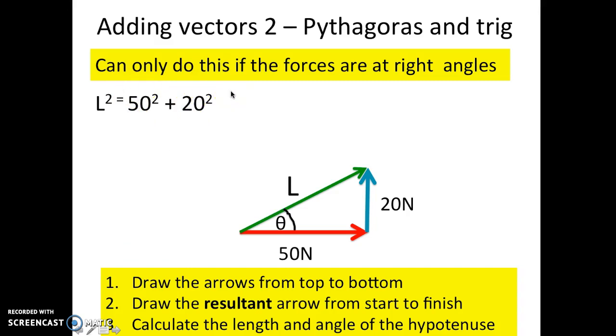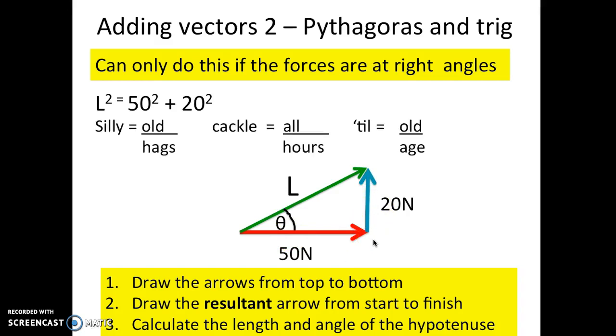Again, this is GCSE. If you can't remember how to do that, you need to go back now and make sure you do. In order to calculate the angle, it is slightly trickier, but again, it's just GCSE maths. I need to use the relationship between sine, cos, tan, and the hypotenuse, the adjacent, which is adjacent to the angle, and the opposite, which is opposite the angle. The rhyme that I have to remember this is silly old hags cackle all hours till old age. So sine theta equals opposite over hypotenuse, cos theta equals adjacent over hypotenuse, and tan theta equals opposite over adjacent.